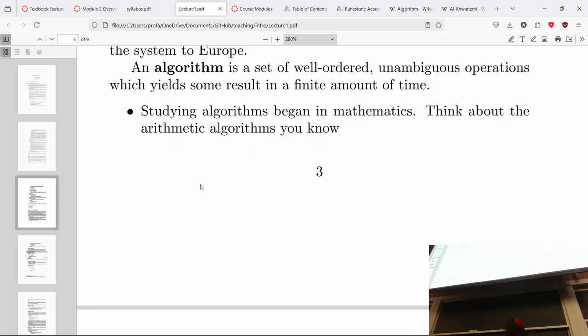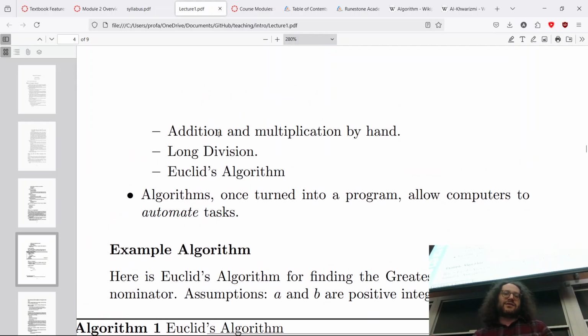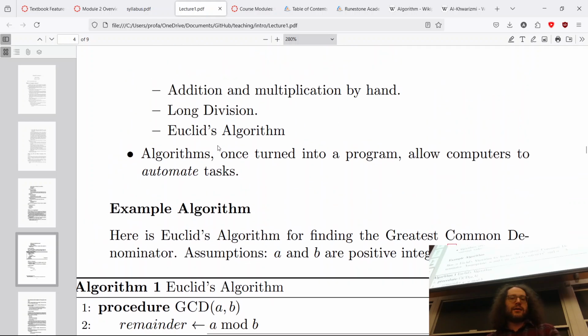Right? 1 plus 2 is 3. 3 plus 7 is 10. And then you add another, and then you just keep doing the same thing over and over again. Right? This is an algorithm. You may not think of it as an algorithm, but it is an algorithm. Addition and multiplication by hand. Long division. Euclid's algorithm for finding a common divisor, a greatest common divisor.